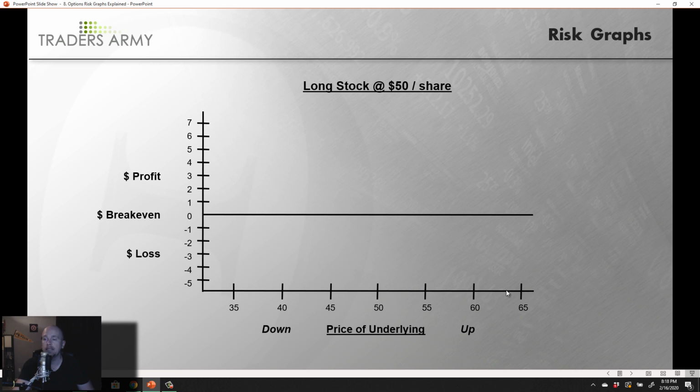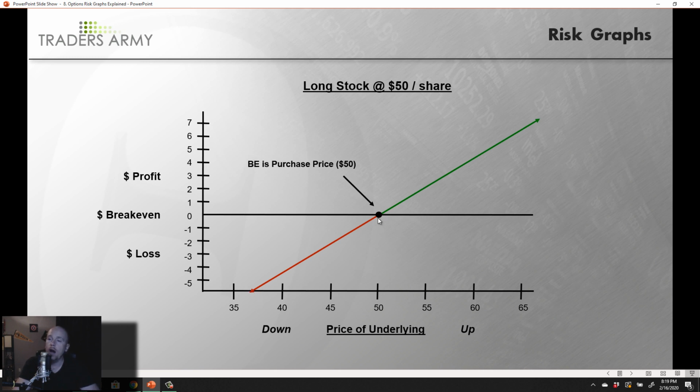50, 55, 60, 65. Oftentimes you'll see this axis show up right on the break-even line, and we'll look at that when we go into our platform. But if I just buy a stock, my break-even is going to be the purchase price, which is 50. As the stock goes down in price, my profit will go down and I will have a loss. As the stock goes up, I have a profit. Essentially, the risk graph of stock represents unlimited profit to the upside and unlimited loss to the downside, provided until it goes to zero.